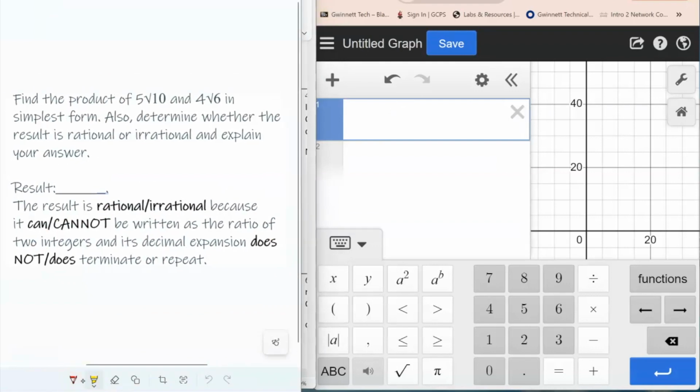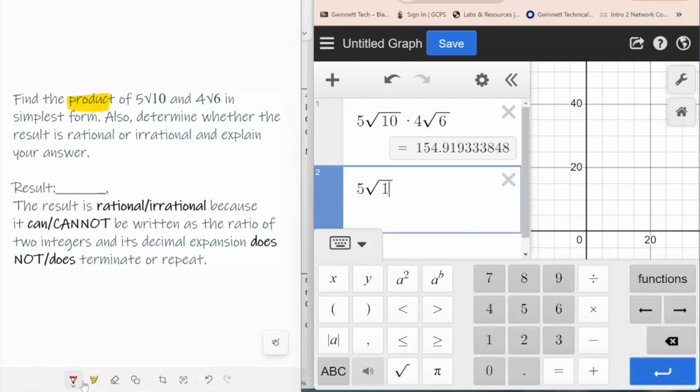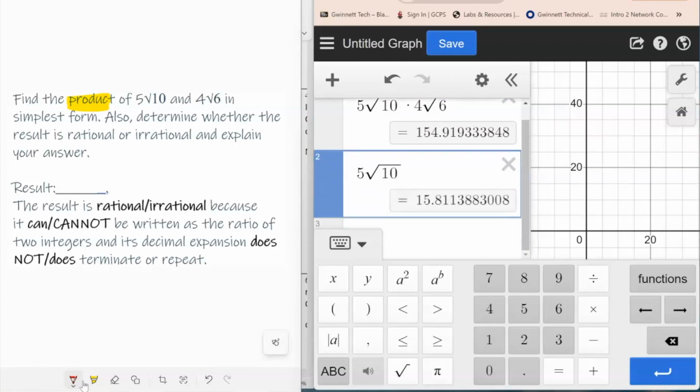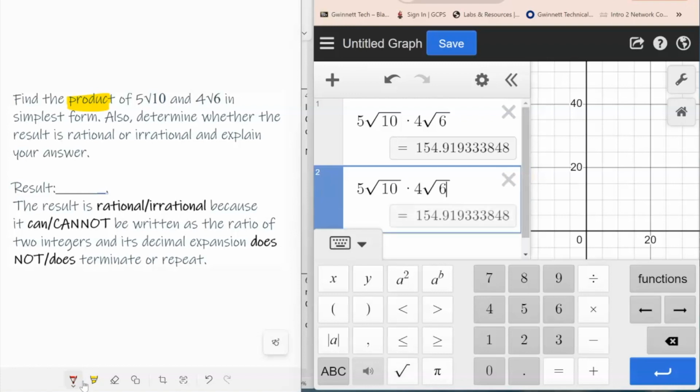So again, the question is find the product. All right, so what does product mean? Multiplication. So this is 5 radical 10 times 4 radical 6. And again, we're going to write the question down twice, and you can just copy and paste. I don't have my keypad on me, so I'm having to type it out, but just Control C, Control V. Numbers are matching up, so we're good.